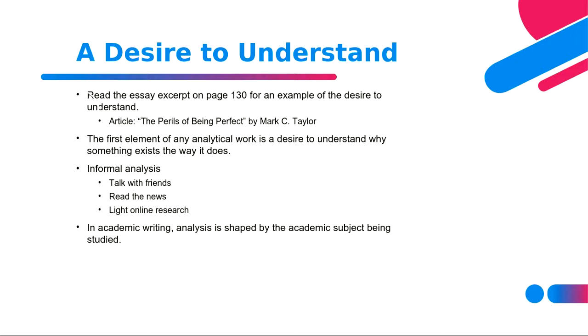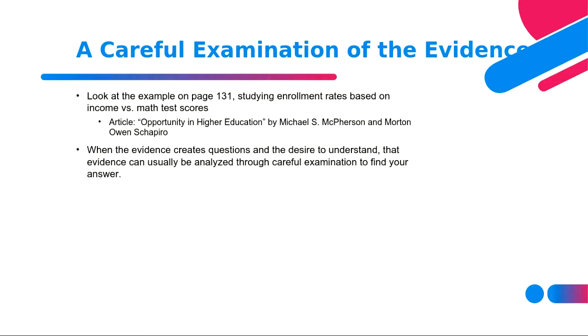Next part, careful examination of the evidence. Again, there's another article example here. It's an article titled Opportunity in Higher Education by Michael S. McPherson and Morton Owen Shapiro. This is studying enrollment rates based on income versus math test scores. What these reporters are actually doing is looking at the correlation between income and those math test scores and how they affect college admissions. What they're finding is that higher math test scores among poorer students were more likely to get in than lower math scores with poorer students. With wealthier students, they didn't really care what scores they got because they had money to pay for it.